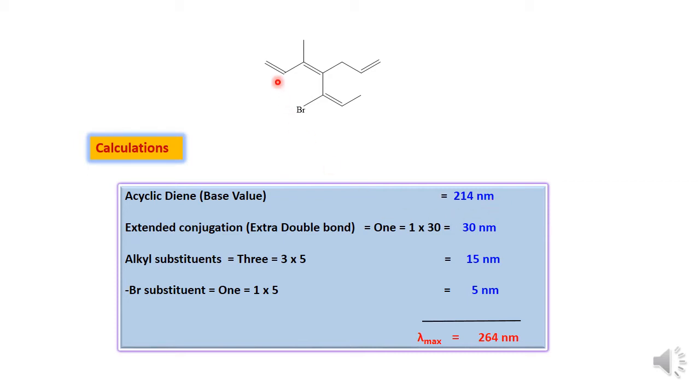So you can here see the conjugated system. It starts from this carbon and ends at this carbon. So this is our conjugated system. So we can trace the conjugated system. There is also one double bond, but this particular double bond is an isolated double bond. Therefore, we will not consider this double bond for calculation. It is an isolated double bond and it is not part of the conjugation.